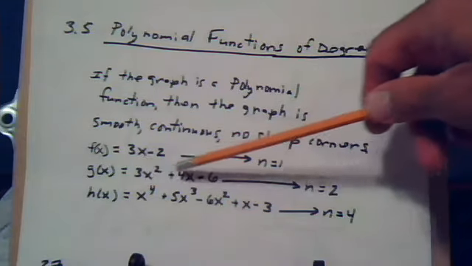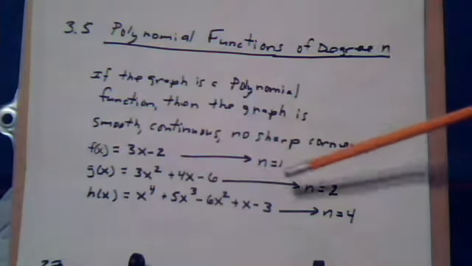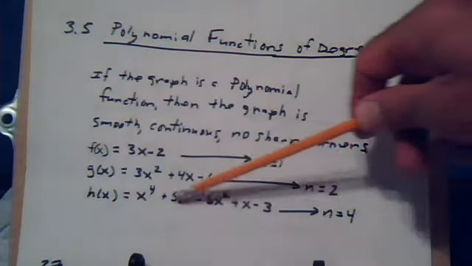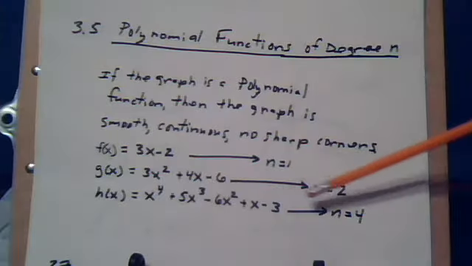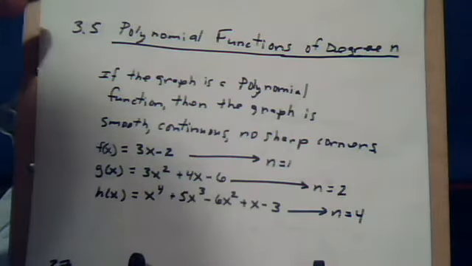So the degree of this polynomial is 2, n equals 2. The degree of this polynomial is 4. That's the biggest power on the variable. So n equals 4.